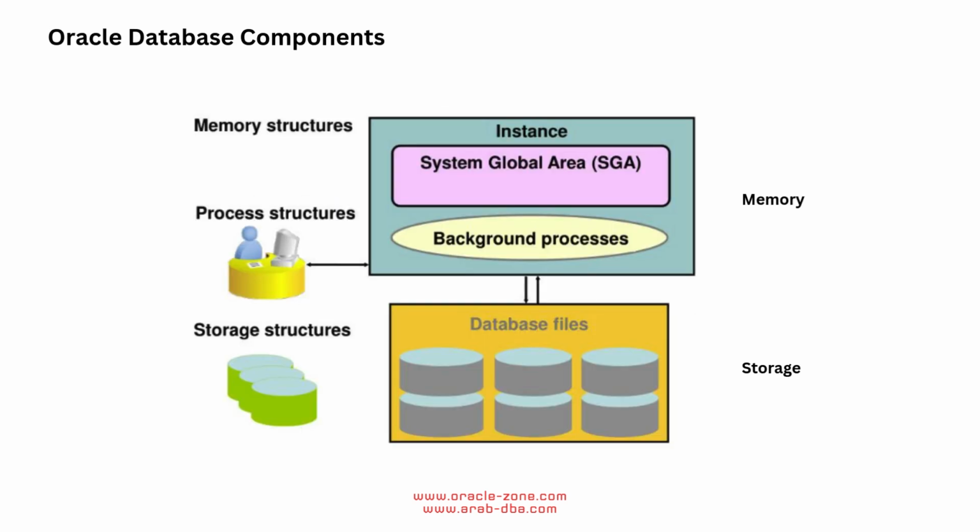The second point is the components of the database. The database consists of two main components. 1. Oracle instance. It is a part of the memory allocated to the Oracle database. 2. Oracle database. It is a part of the storage allocated to store database files. Of course, the Oracle instance consists of a number of parts, and there are also a number of database files stored in the Oracle database. We will talk about them later in some detail.